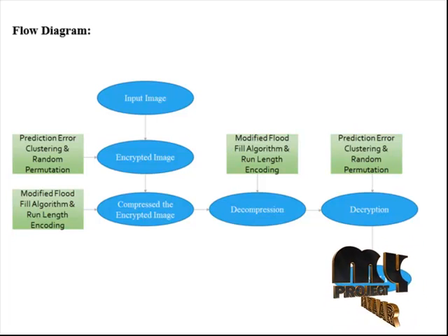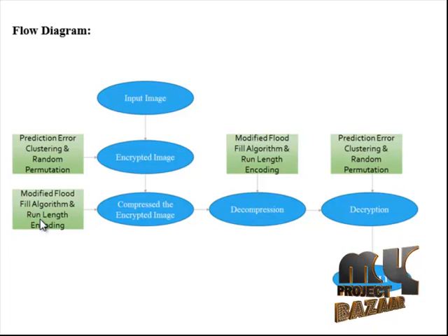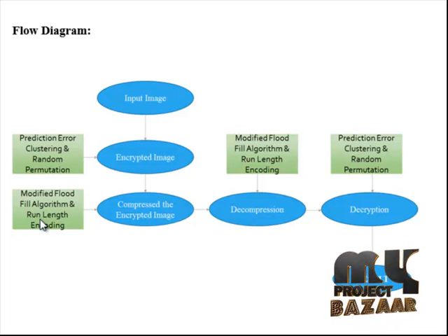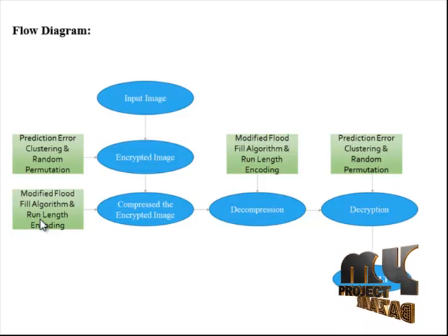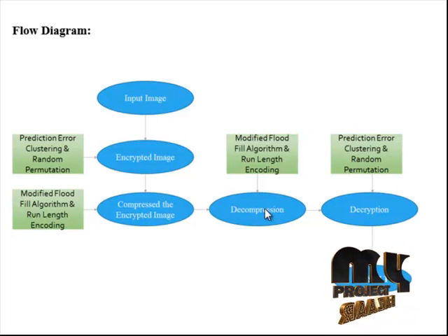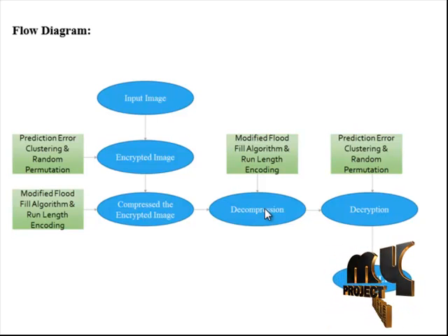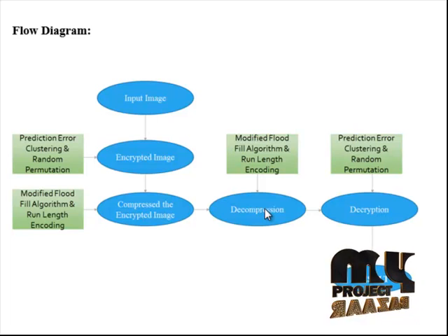RLE works by reducing the physical size of the repeating strings of characters. This repeating string, called a run, is typically encoded into 2 bytes. Next, in the decompression part, the reversal process of the compression algorithm is proposed. Here also the modified flood-fill algorithm and run-length encoding are reversed.